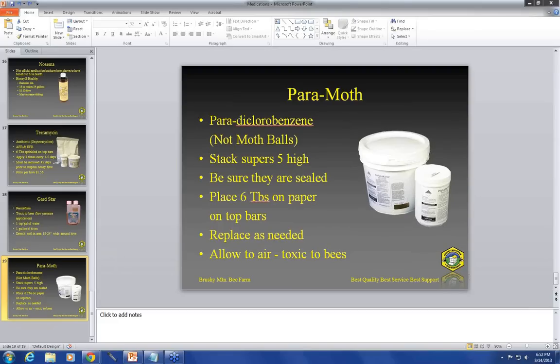Is the treatment the same for Mite Away Quick Strip if you're using 8 or 10 frame hives? Yes. Can the Mite Away Quick Strip be used with terramycin patty? Yes.